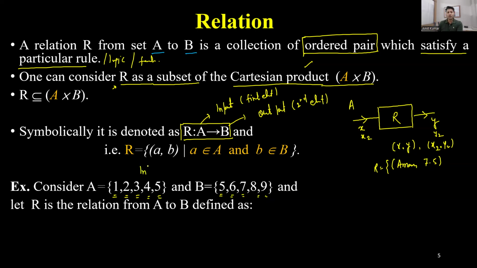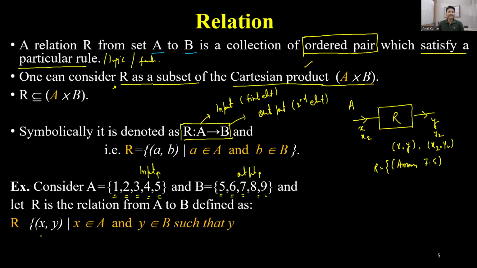This is your input collection, and this is your output collection. Let the relation be defined. I will take those ordered pairs (x, y) such that the second one is equal to twice the first plus 3. Both x and y should be such that x is from set A and y is from set B.